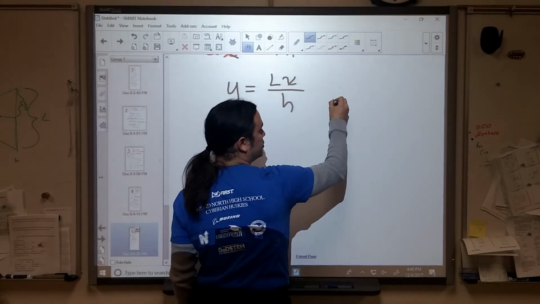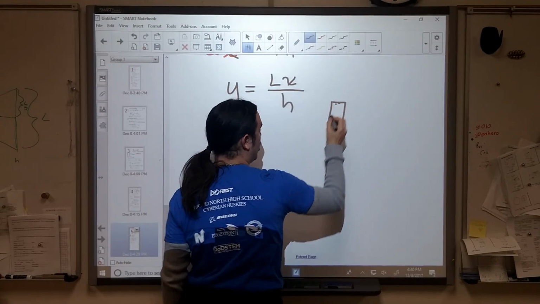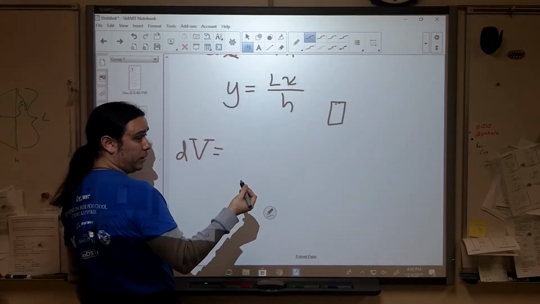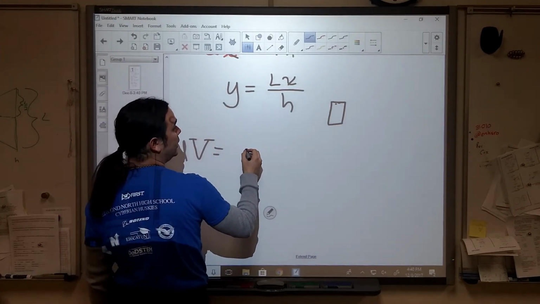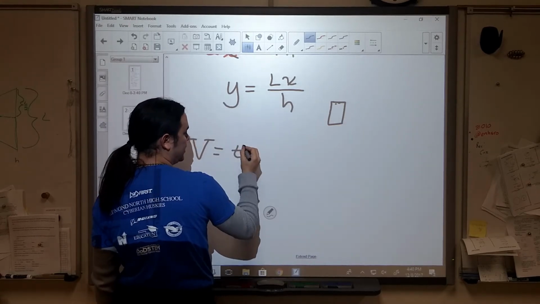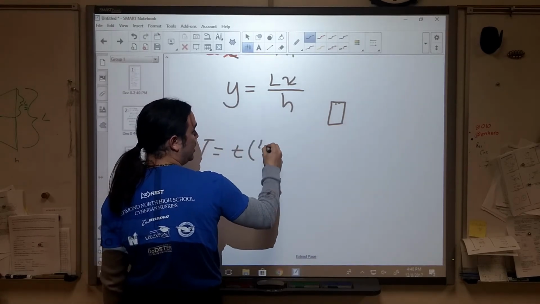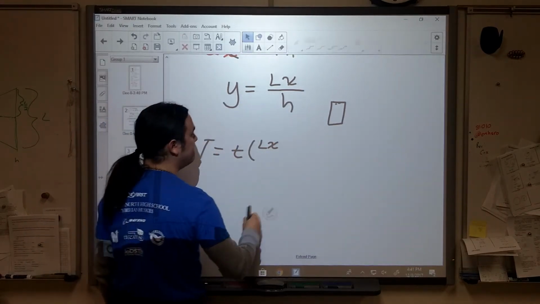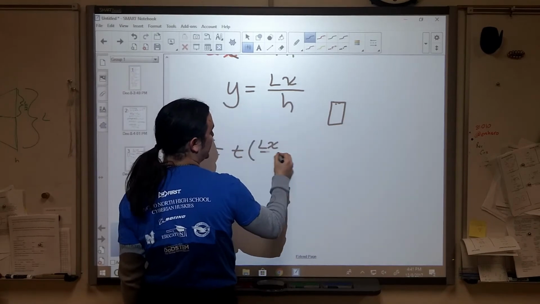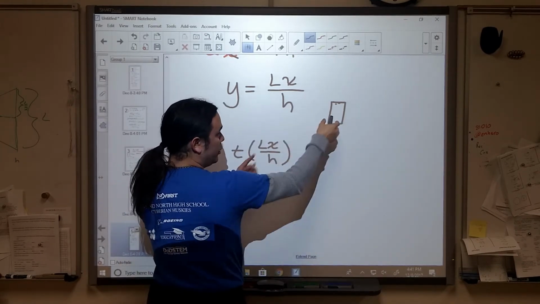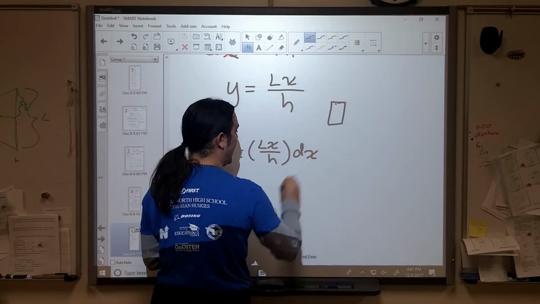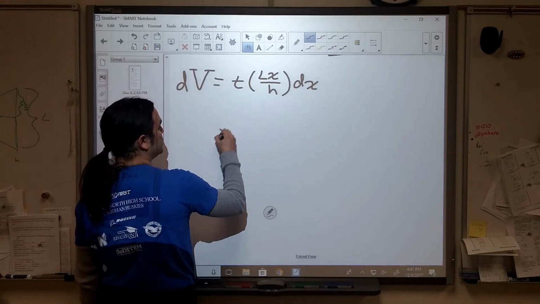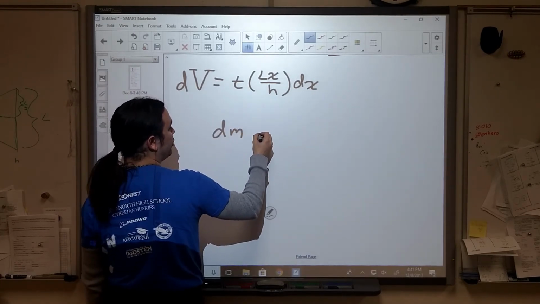This tells me that if I take one of those little tiny slices of bread, as it were, the volume, the infinitely small piece of volume, is going to be equal to the thickness of it, t, times y, the height of it, which is Lx divided by h, times the width of it, which is dx. This is my volume.